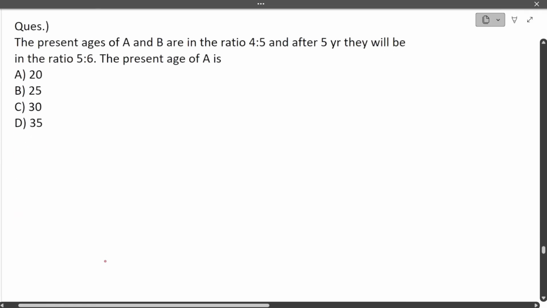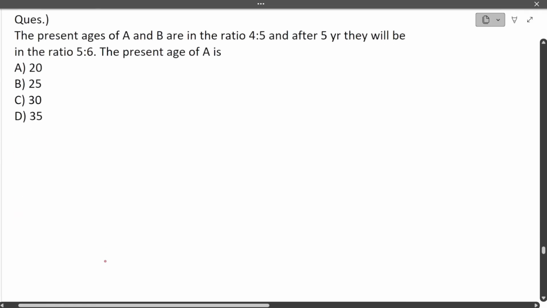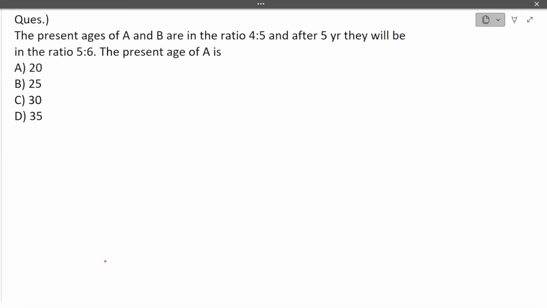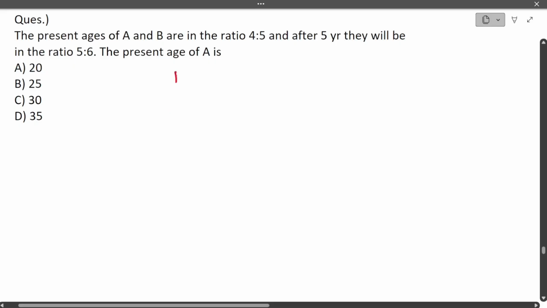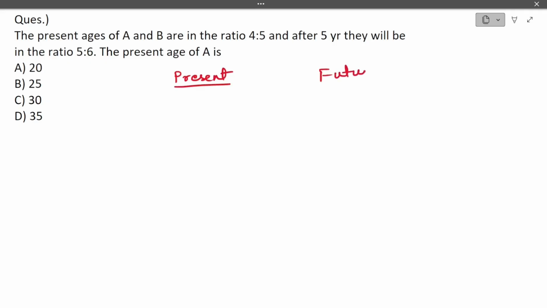Let's see the next question now. The question is, the present ages of A and B are in the ratio 4:5, and after 5 years they will be in the ratio 5:6. The present age of A is what? There is a very easy way of solving this question. Let me tell you, if you are seeing this kind of question for the first time, present and future, let's consider this first of all.